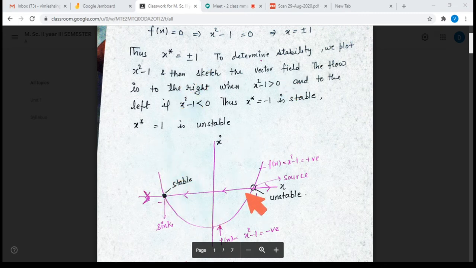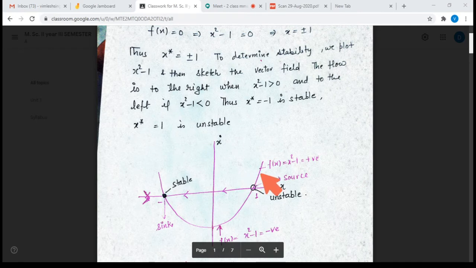It has two fixed points, plus 1 and minus 1. First we draw the fixed points plus 1 and minus 1, and the curve is symmetrical about the y-axis because it has an even power of x. This is the type of curve we get for x square minus 1. We know that f(x) is positive in some regions and negative in others. It means above the x-axis the velocity is positive and below the x-axis the velocity is negative.